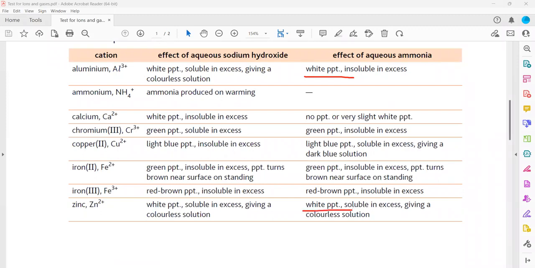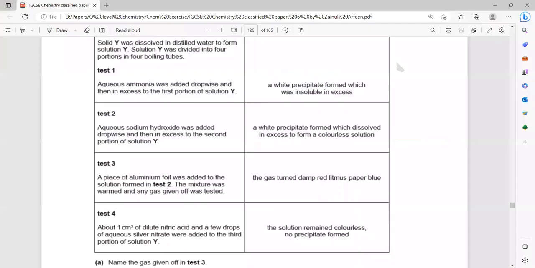So if you check the question, an aqueous ammonia was added dropwise, a white precipitate formed which was insoluble in excess. If the white precipitate is insoluble in excess, this shows that the solution contains aluminum ion. So this is an ID, aluminum ion is there. Then aqueous sodium hydroxide also confirms that there's an aluminum ion. Then aluminum foil: when sodium hydroxide and aluminum foil are added, this is a test for nitrate ion.